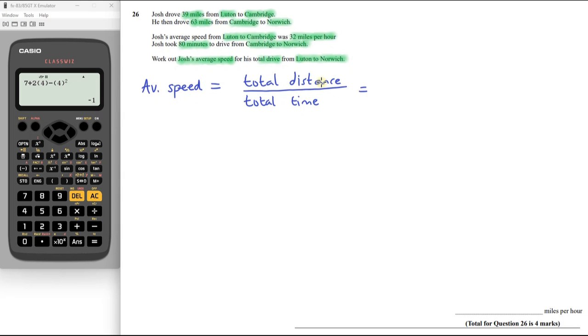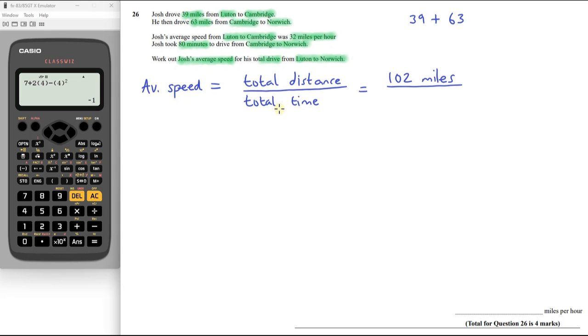Now the total distance, we can work that out quite easily because we know it's 39 miles from Luton to Cambridge and 63 miles from Cambridge to Norwich. So we just need to do 39 plus 63. I think I can do that without a calculator. That's going to be 102. So it's 102 miles divided by the total time.